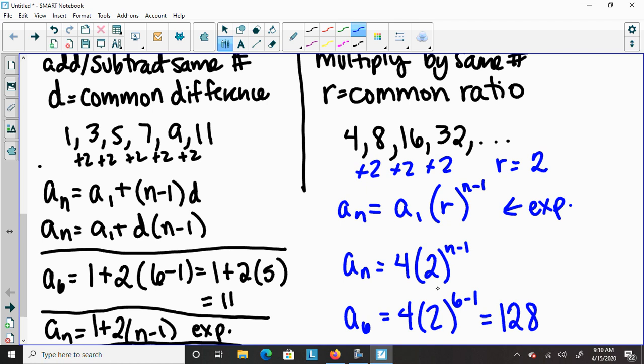You just type that in the calculator. That's fine. Okay. So that's the general explicit formula for geometric sequences. This is the one for this particular problem. And then if you wanted a particular number, you just plug the number into the equation.